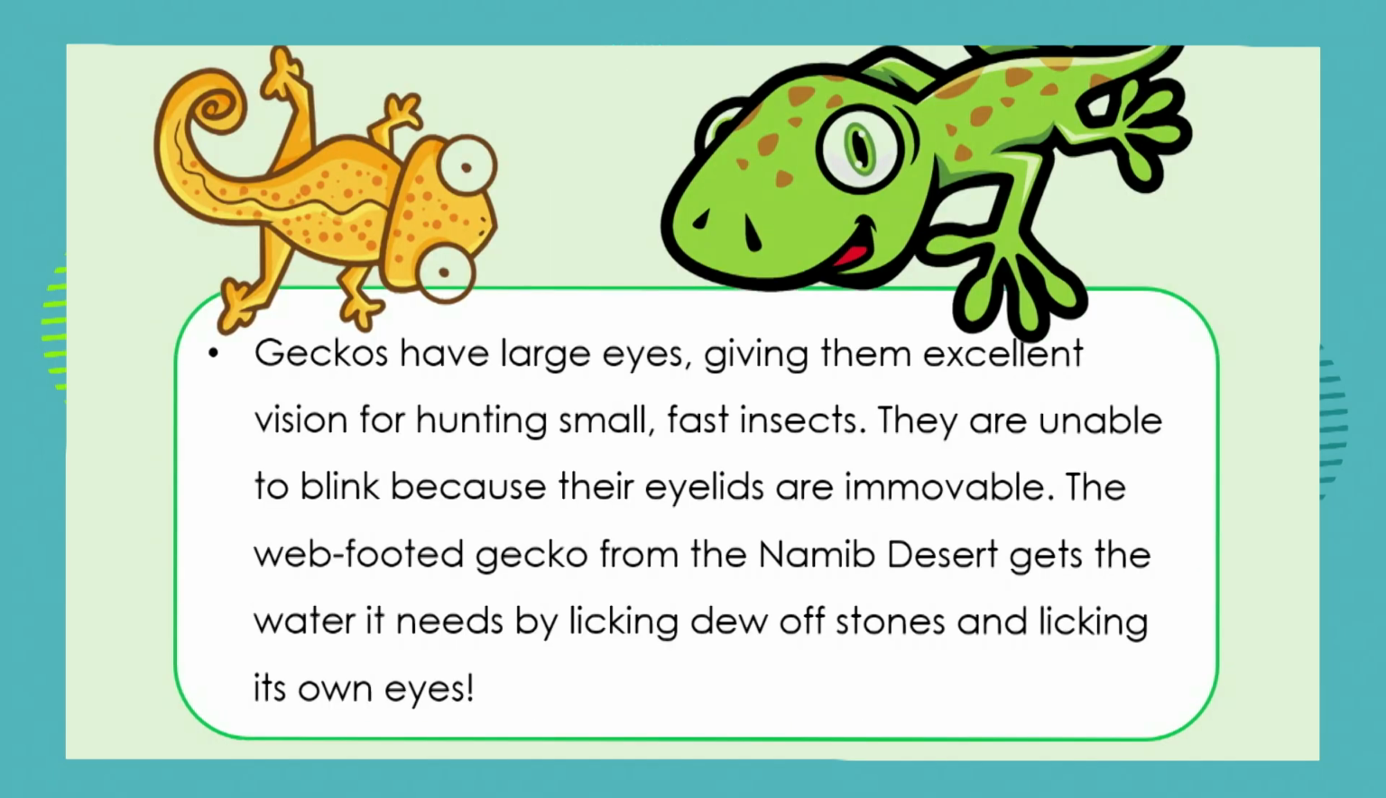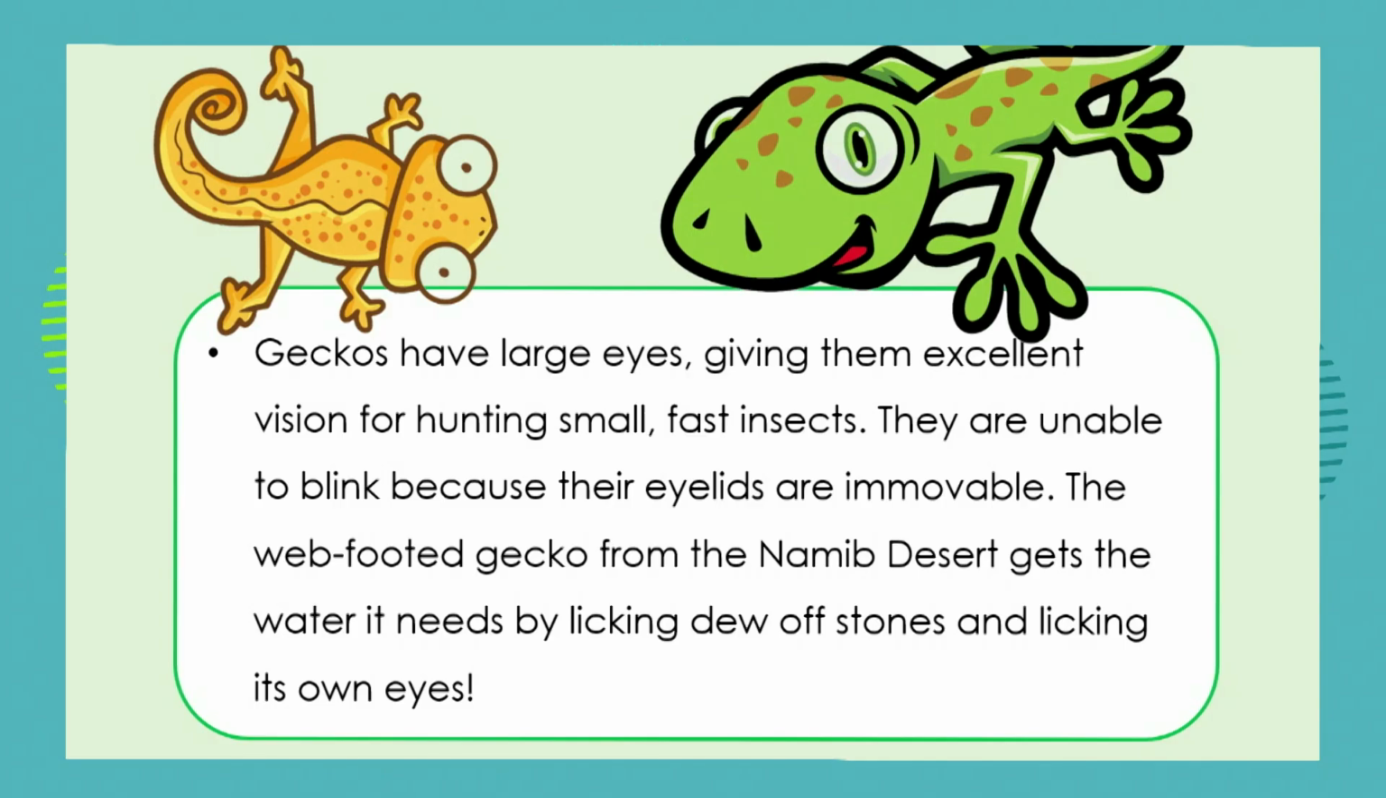Geckos have large eyes, giving them excellent vision for hunting small, fast insects. They are unable to blink because their eyelids are immovable, which means their eyes don't blink like this. They don't have eyelids, so they can't blink. The web-foot gecko from the Namib desert gets the water it needs by licking dew off stones and licking its own eyes.